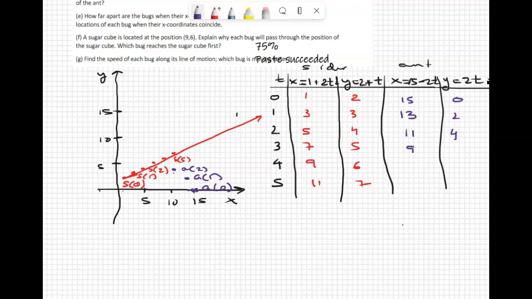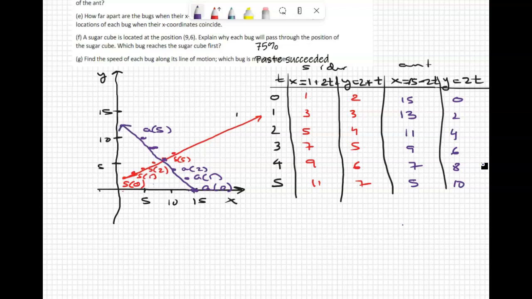And go down by 2, up by 2. 9 and 6. Alright. And then down by 2, up by 2. 7 and 8. And then 5 and 10. I think this was probably here. Okay, so that's A5. Alright, so this is the line that describes the path of the ant.